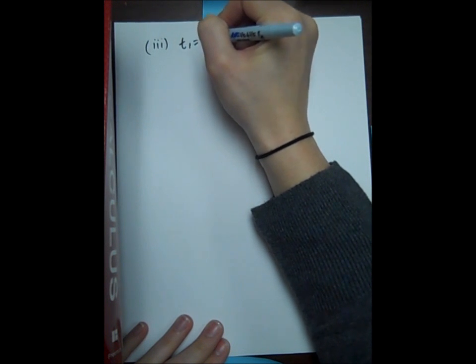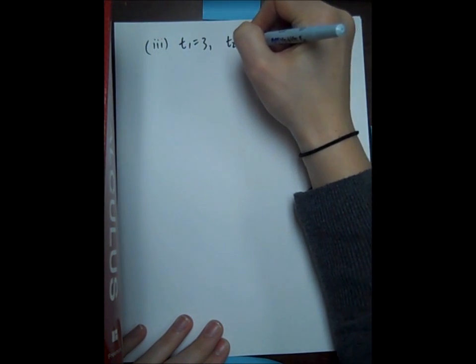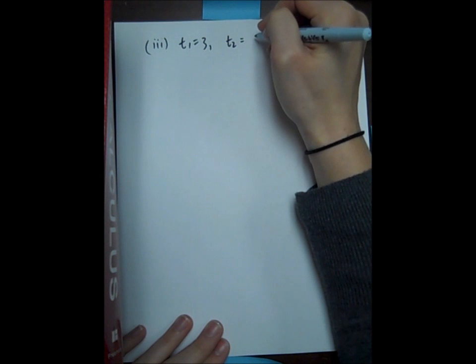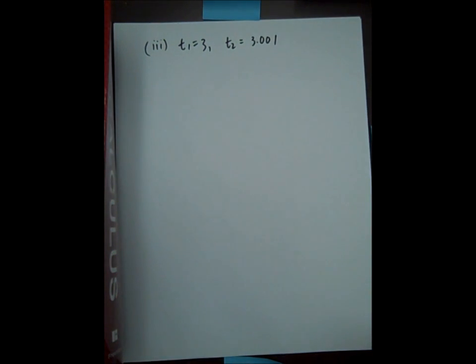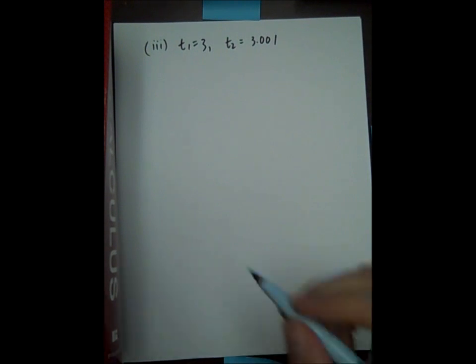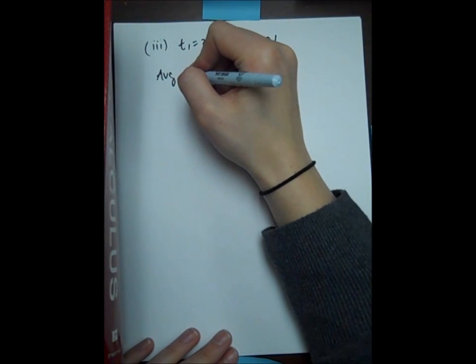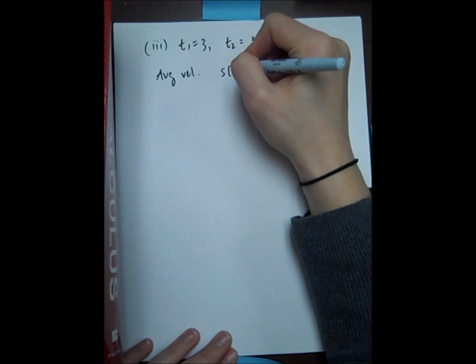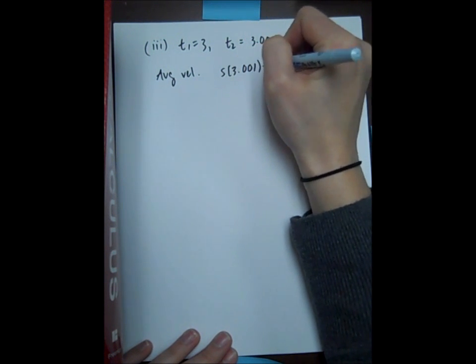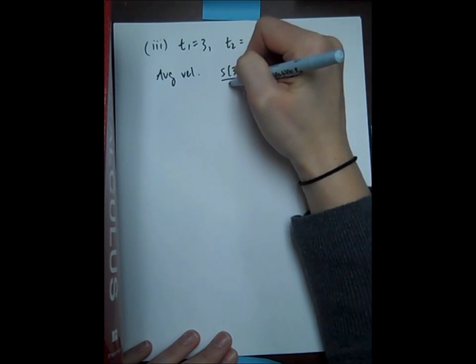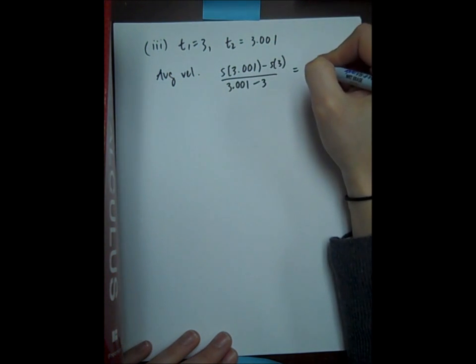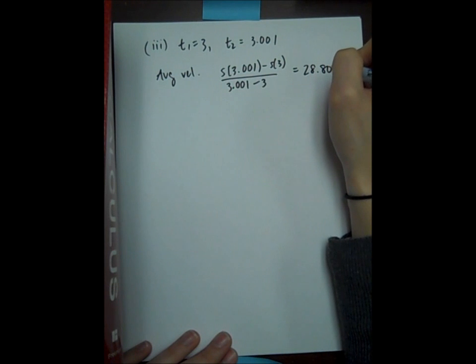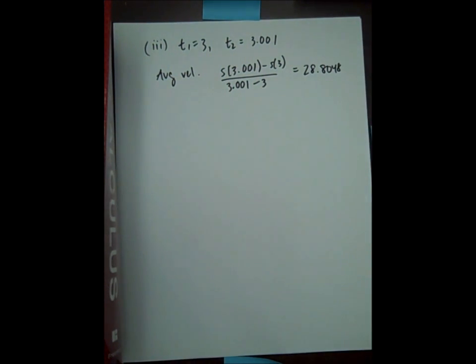Let's do one more. This time I'll let T1 be 3, but let's get even closer. What's my T2 going to be? How about 3.001? So that one's even closer than the estimate I made before. Now the average velocity is going to be S of 3.001 minus S of 3 divided by 3.001 minus 3. Plug that in, you're going to get 28.8048.